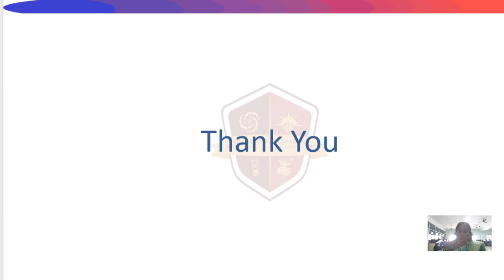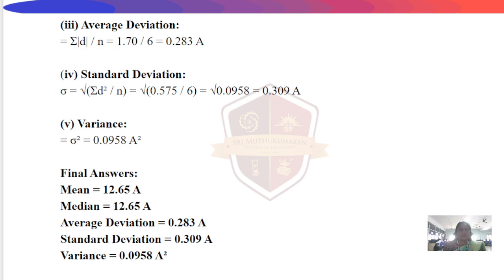So finally, let us summarize the result. Mean is 12.65 amperes, median is 12.65 amperes, average deviation is 0.283 amperes, standard deviation is 0.339 amperes, and variance is 0.115 ampere square. These values tell us that the measurements are closely grouped and hence the measurement is reliable.